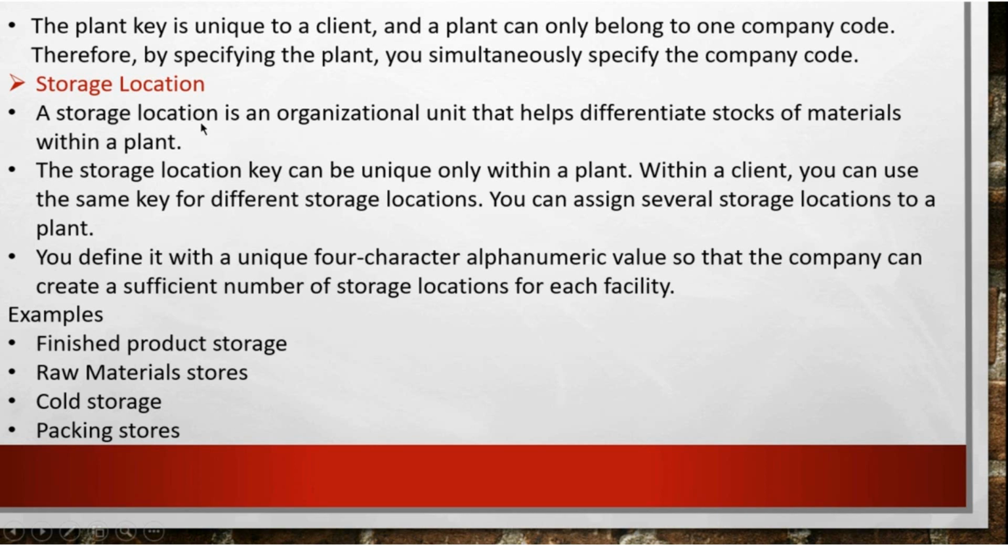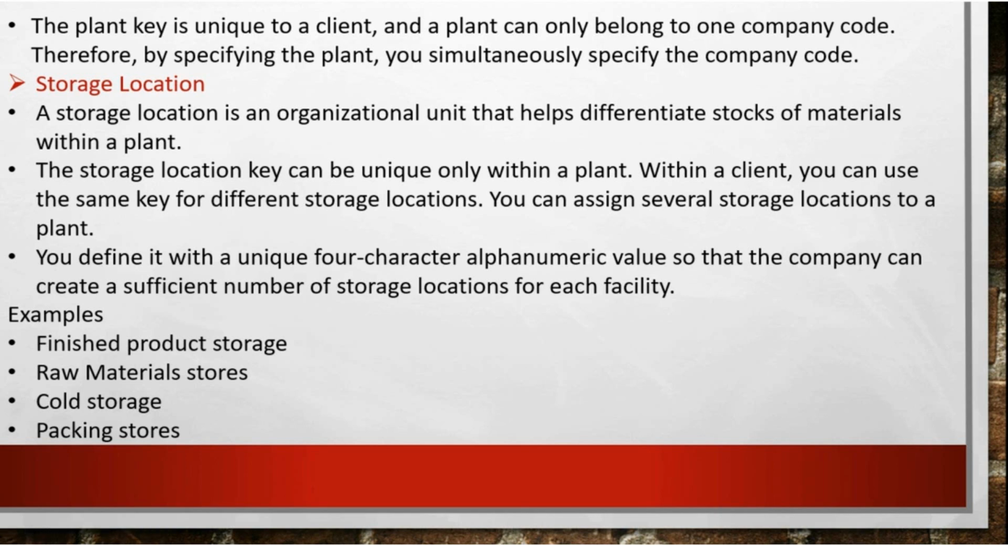Coming to storage location. I think most of you know what a storage location is. A storage location is an organizational unit that helps differentiate stock of material within a plant. If you want to differentiate the stock of materials, the examples given here are finished product storage separate, raw material stores separate, cold storage separate, and packing storage separate. So you can differentiate things like this. Two more important points: the storage location key is unique only within a plant, not within a company code.